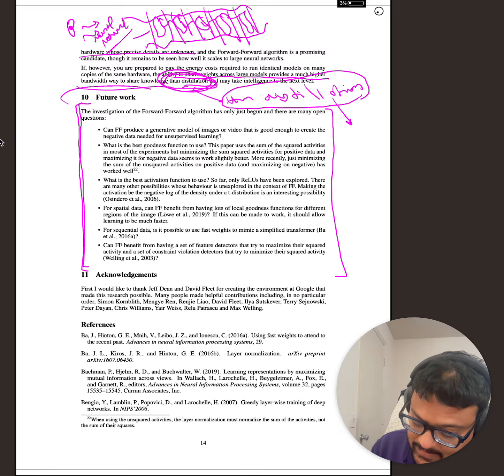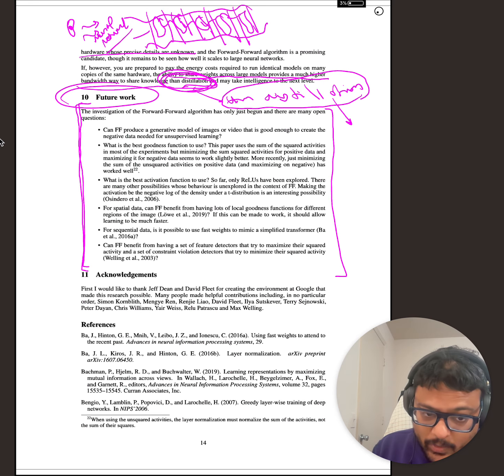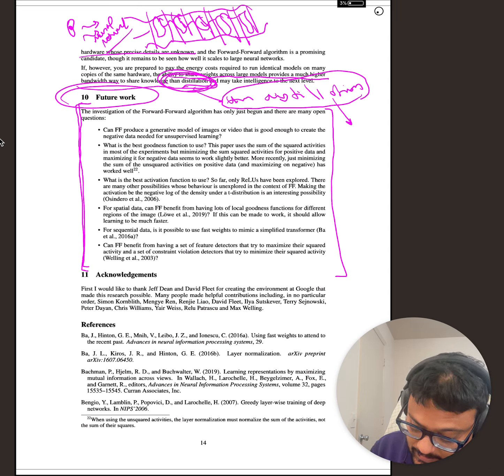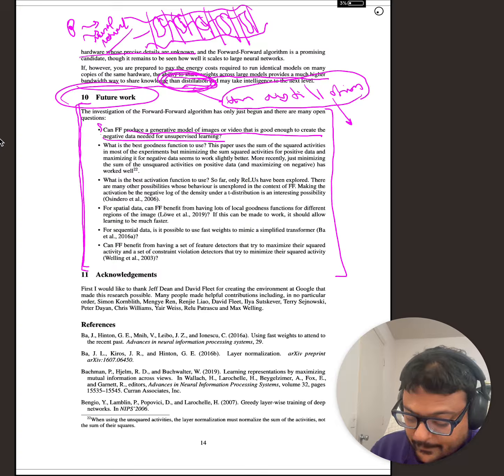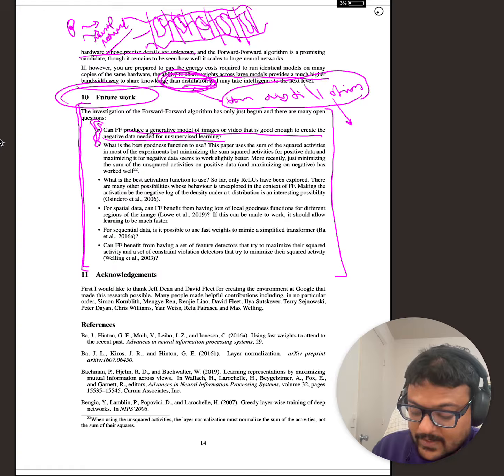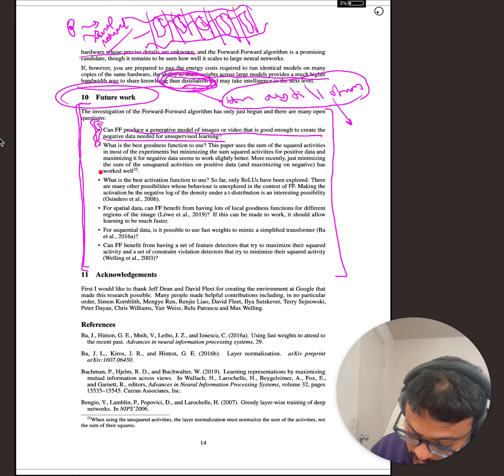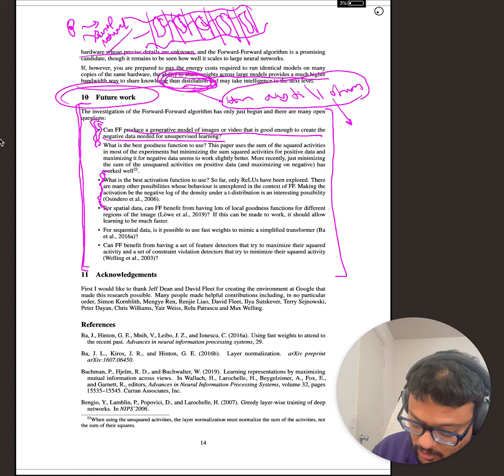Now, Hinton ends his paper by saying that there are several directions forward. He's asking how to produce a generative model of images or video that is good enough to create the negative data needed for unsupervised learning. So how do you sample the negative data during the dreaming phase from the network itself rather than rely on external negative data, which he had to. And he's interested in other activation functions, and he also wants to understand how it works well on sequential data like videos.